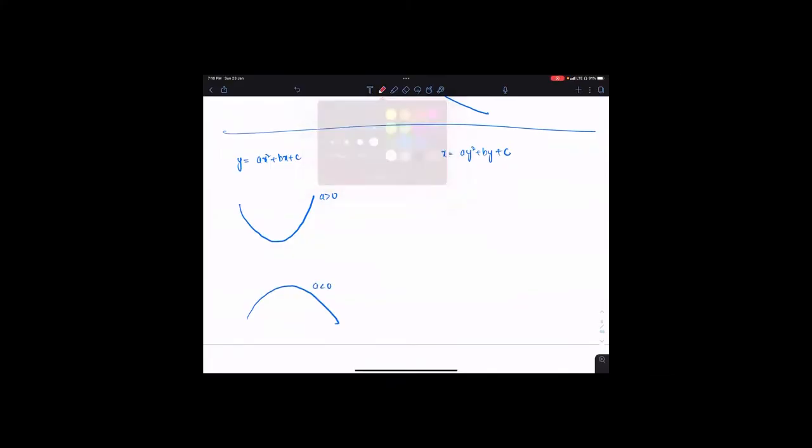And the important point is the vertex. The x coordinate of the vertex will be minus b by 2a. And what will be the y coordinate? Just substitute that x coordinate, you will get the y coordinate, because every point on this parabola will satisfy this equation. That's the funda. The x coordinate of the vertex is minus b by 2a, and the y coordinate is y of minus b by 2a.